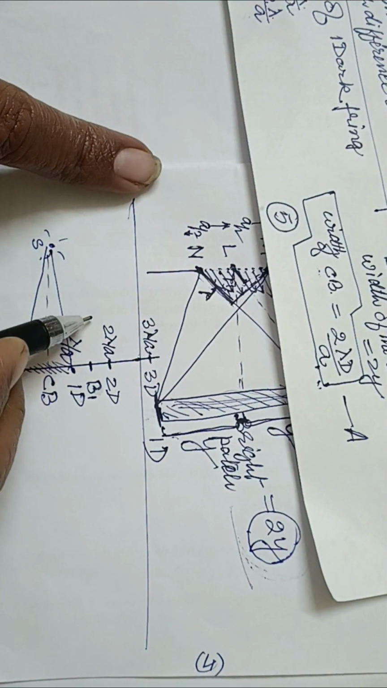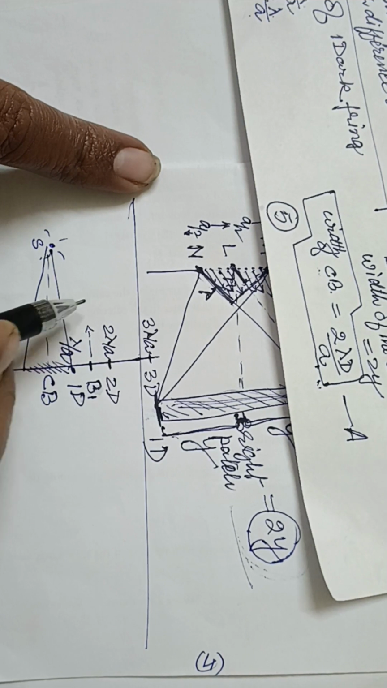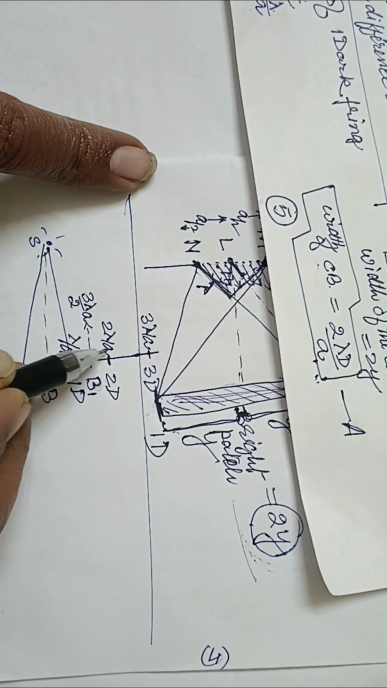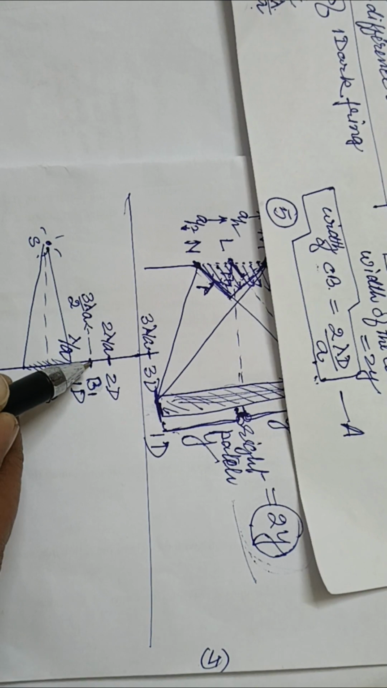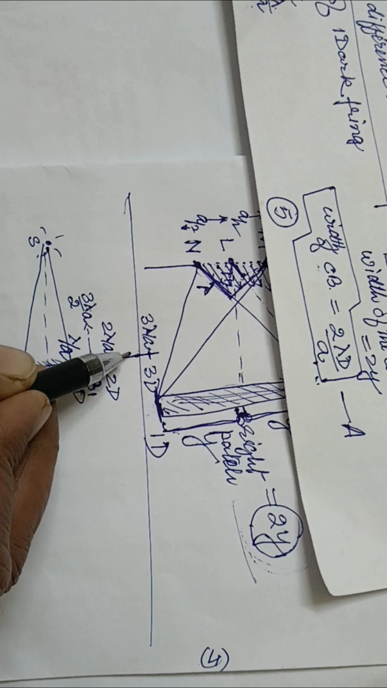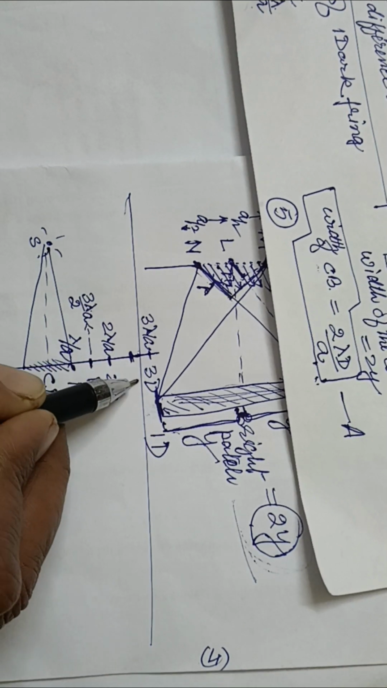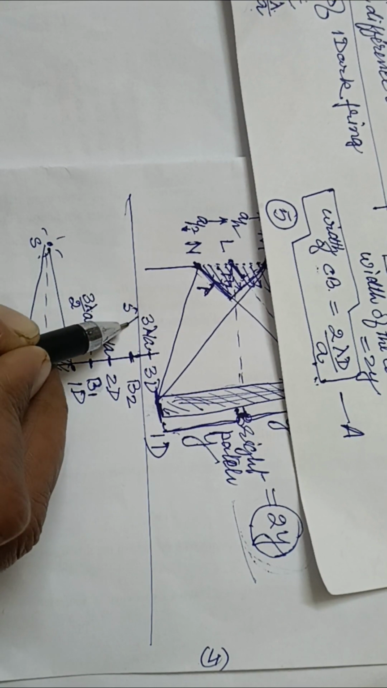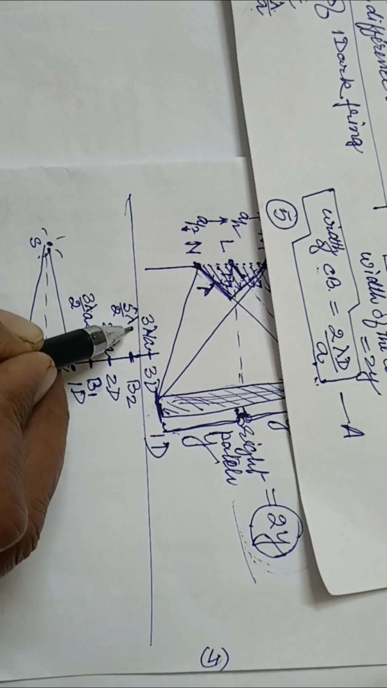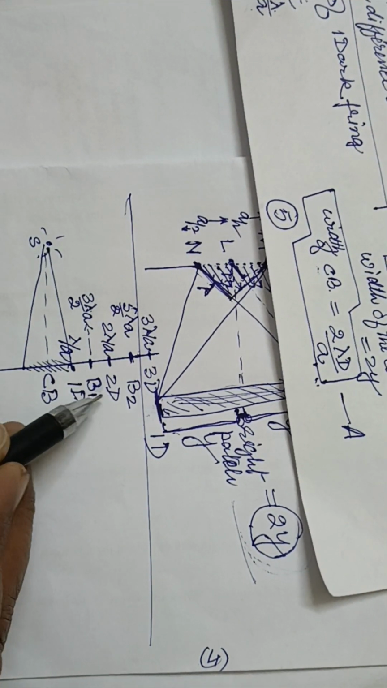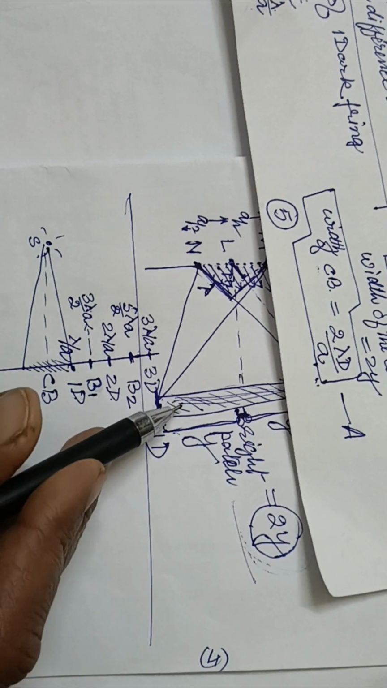So the position of this will be what? The position of this will be at 3 lambda by 2a. Between these two you add and divide by 2, so you will get the center point. That is 3 lambda by 2a. Similarly over here you will get the second bright, and this will be 5 lambda by 2a. So we are getting alternately dark, then bright, then dark, then bright, then dark, then bright.